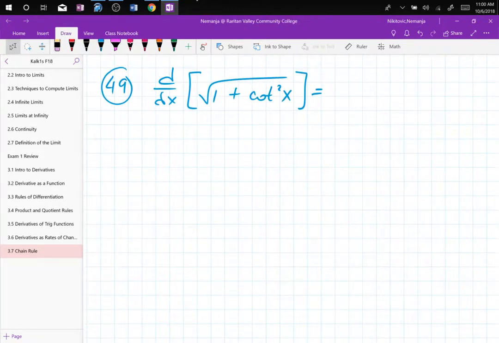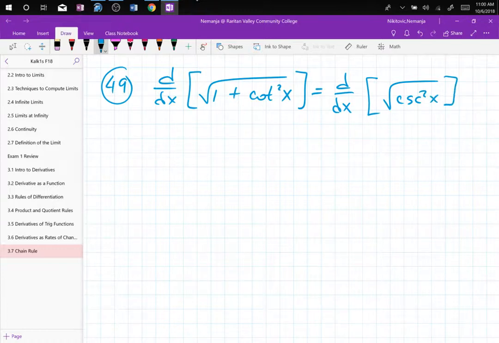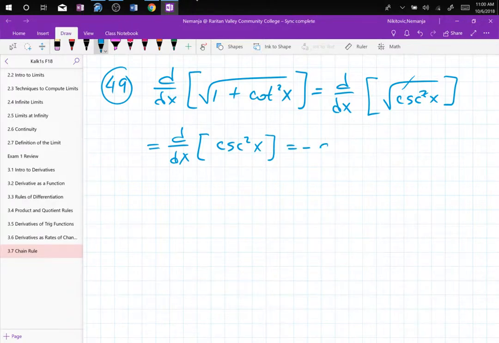If we use the Pythagorean identity from pre-calc 2, 1 plus cotangent squared is equal to cosecant squared x. And then the square root and square will cancel. Therefore, the derivative is negative cosecant x, just because they cancel, is cosecant x, cotangent x, and I just walk away. I know, right?